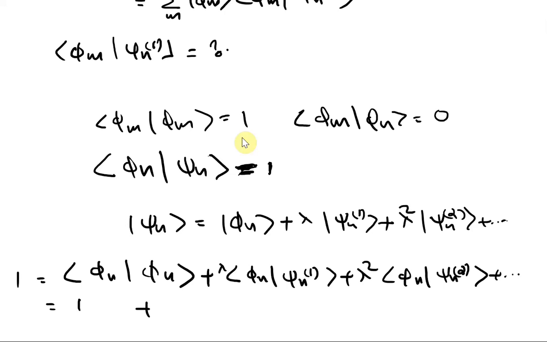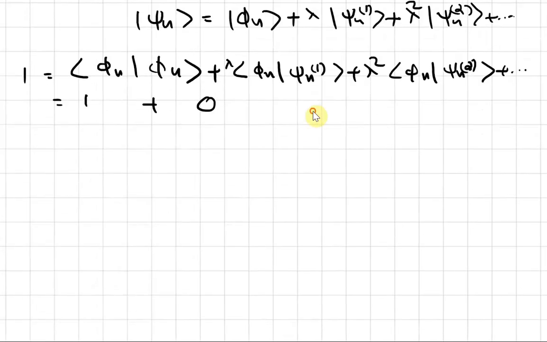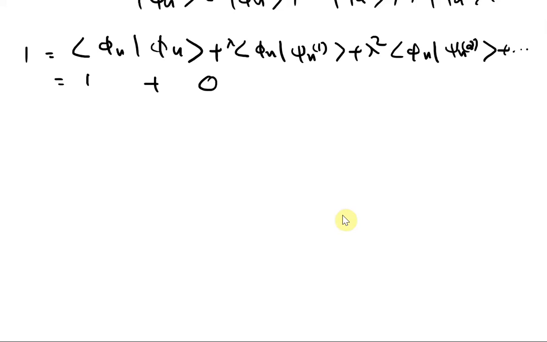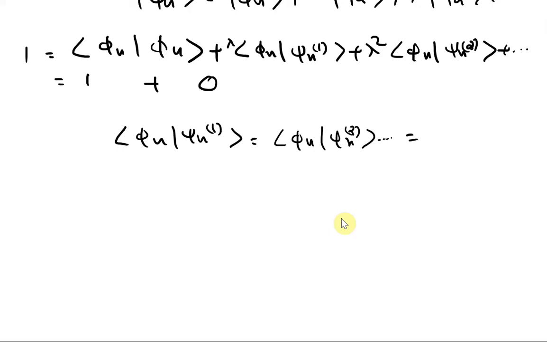So that will give you something like whatever is coming later is going to be 0. So whatever terms are coming later on, phi n psi n1 is equal to phi n psi n2 etc. is equal to 0. All these quantities are equal to 0.